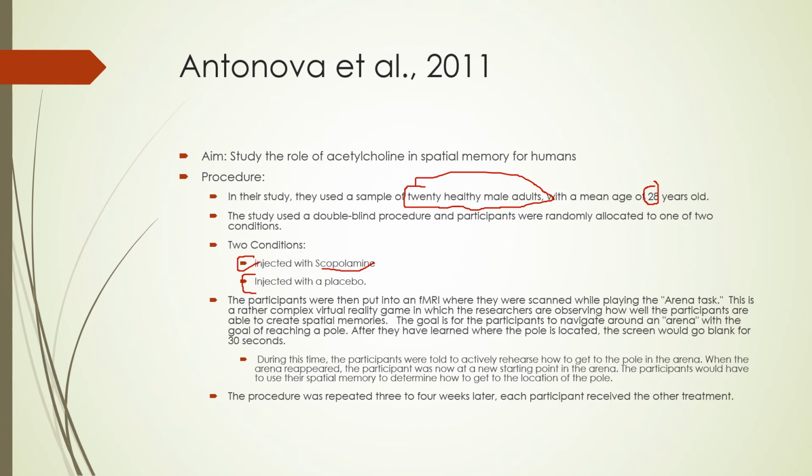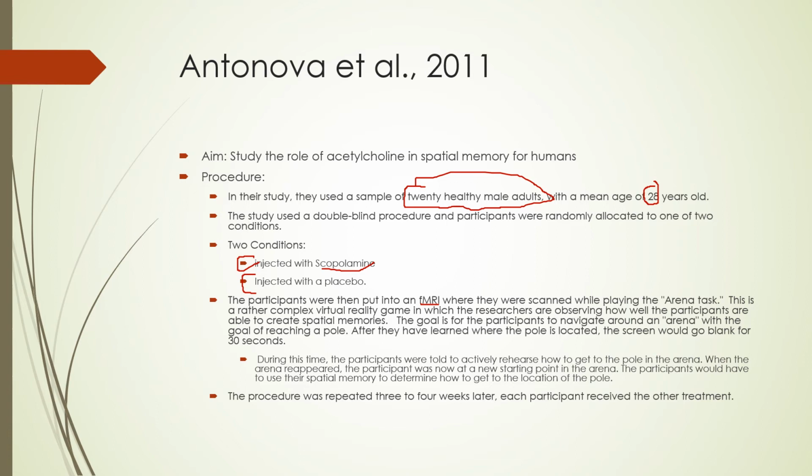And so the participants were then put into an fMRI, another good brain scan study, where they were scanned while playing the arena task. And this was a virtual reality game in which the researchers were observing how well the participants were able to create spatial memories. And so the goal was to sort of navigate around an arena with the goal of reaching a pole.